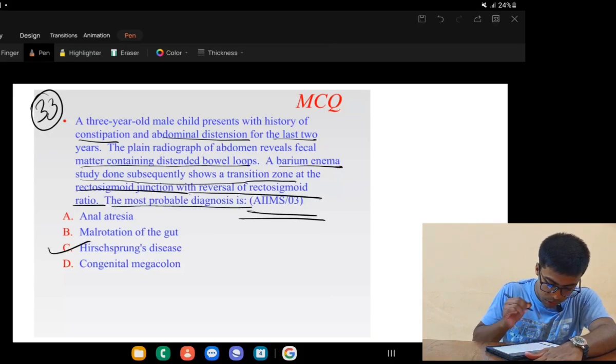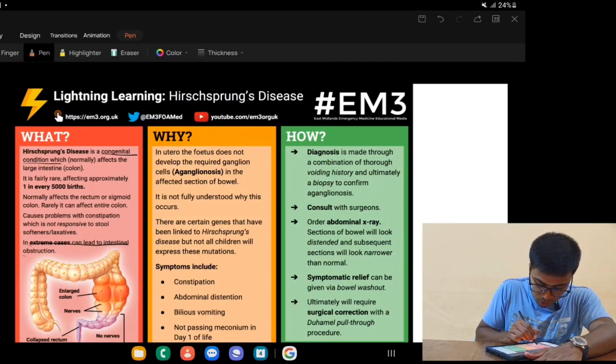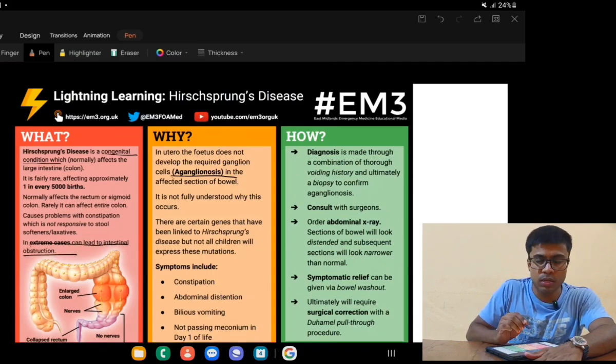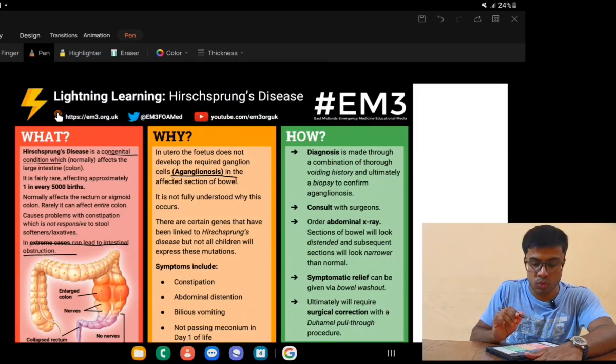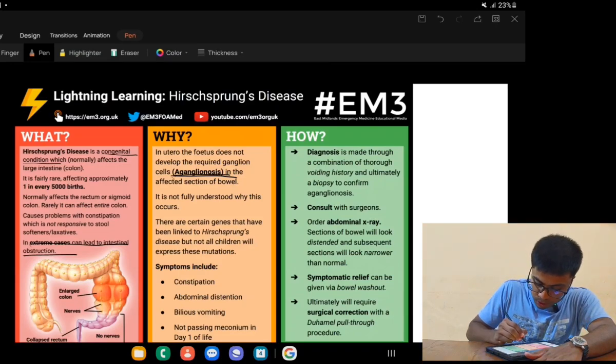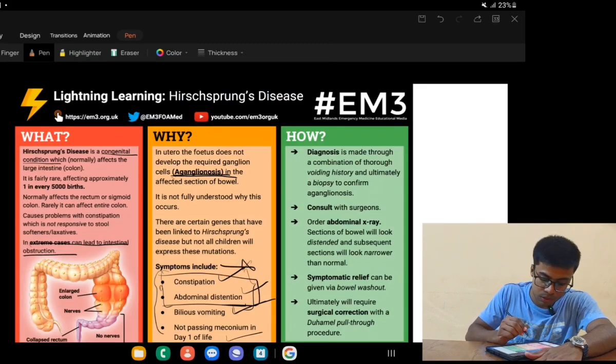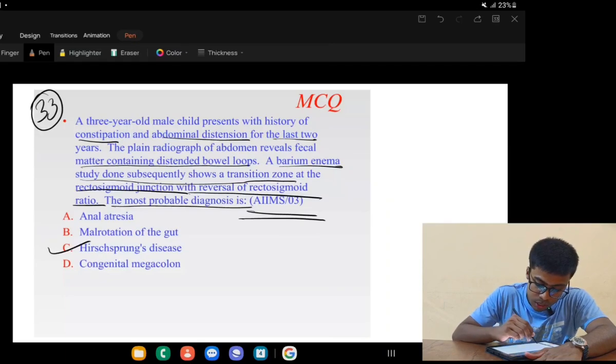So let's see how to diagnose it. What, why, and how. So what? Hirschsprung disease is a congenital condition. Extreme cases can lead to intestinal obstruction. Why it happens is due to aganglionosis. Symptoms include constipation, what we have seen in this question, abdominal distension, bilious vomiting is not given but it can be there, not passing meconium on day 1 of life. So constipation and abdominal distension were the signs given mainly. That's why I have marked this question as constipation, abdominal distension, last 2 years.